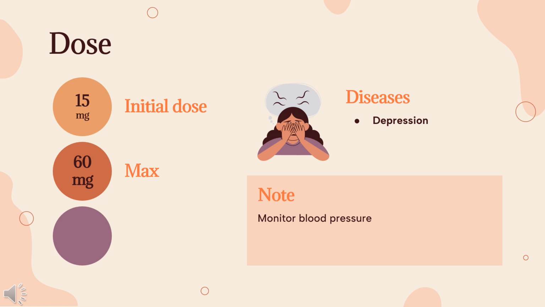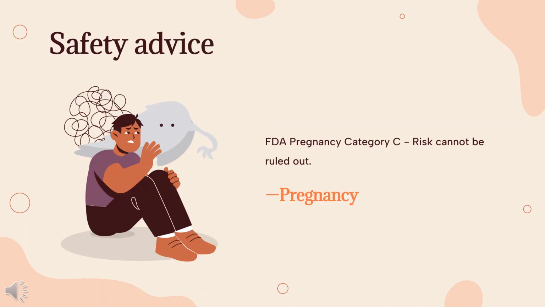Many patients do not show a clinical response until treatment at 60 mg has been continued for at least 4 weeks. After maximum benefit from the drug is achieved, decrease the dose after maximum response, 2 to 6 weeks, over a 2 to 6 week period to maintain a dose as low as 15 mg every day or every other day. Monitor blood pressure. Safety advice.